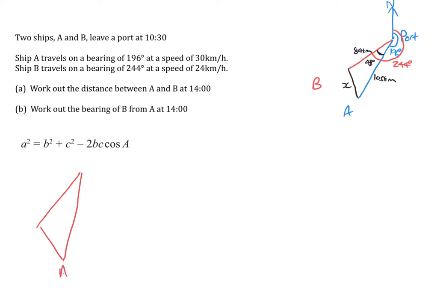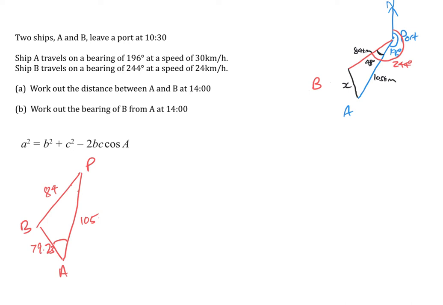This is A, this is B, and this is P for port. I know that this distance is 84 kilometers, this distance is 105 kilometers. I know that this angle here is 48, and I worked out in the first part that this distance from A to B is 79.23. But I want this angle here, so actually I can wipe out this 48, I don't need that one. Let's take that away, just focus on what I need. I want to work out the angle at A.